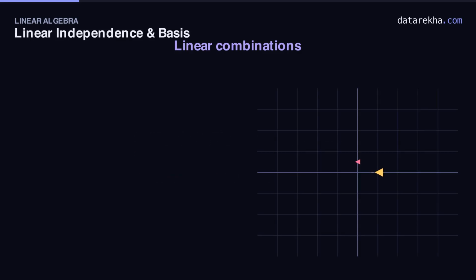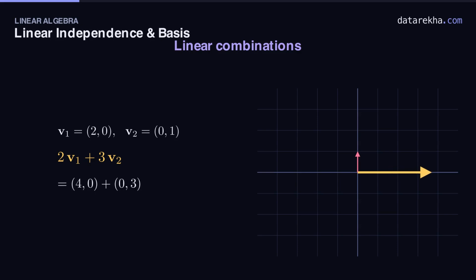Make it concrete. Let V1 be 2, 0, and V2 be 0, 1. Now form 2 times V1 plus 3 times V2. Stretch V1 to 4, 0, stretch V2 to 0, 3, and add. You land on the point 4, 3. Different scalars would land you somewhere else entirely.